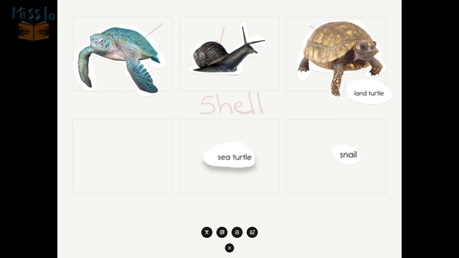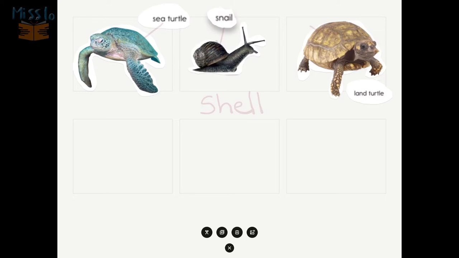Okay. Let's read this one here. What does it say? Sea turtle. Okay, and this sea turtle is this one here. Okay, and the sea turtle swims, okay? And he has flippers, and he has a shell to protect himself. And what is the other word? What is this animal? Snail. The snail is this animal right here. And he also has a shell to protect himself. Okay, good job.